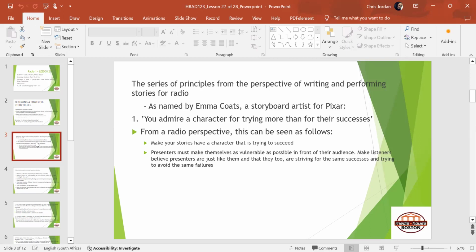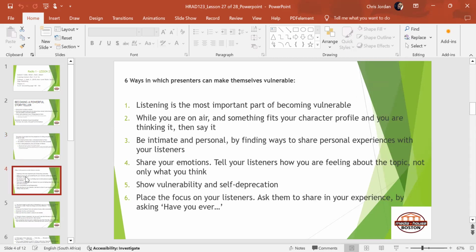Would you like to be someone that does have interest in other people, that does communicate well, that is able to be interested in the world around them, that would like to be a little bit more than what they are currently like right now, and are able to actually do it, right? So let's move on from there and say six ways in which presenters can make themselves vulnerable, right?